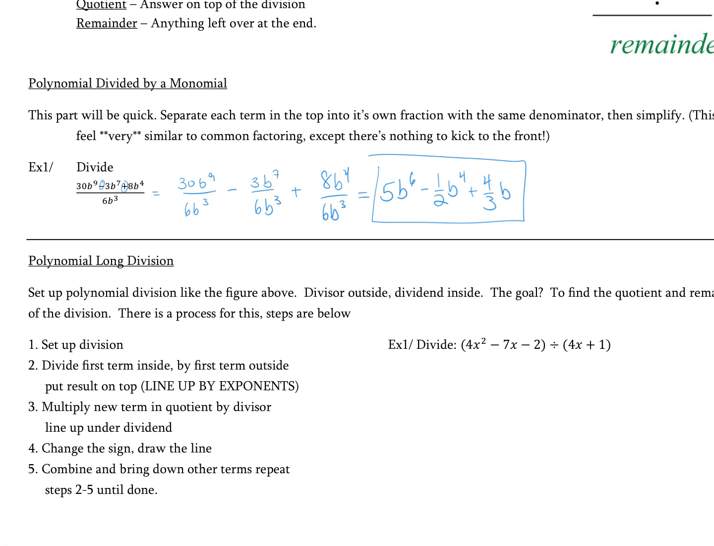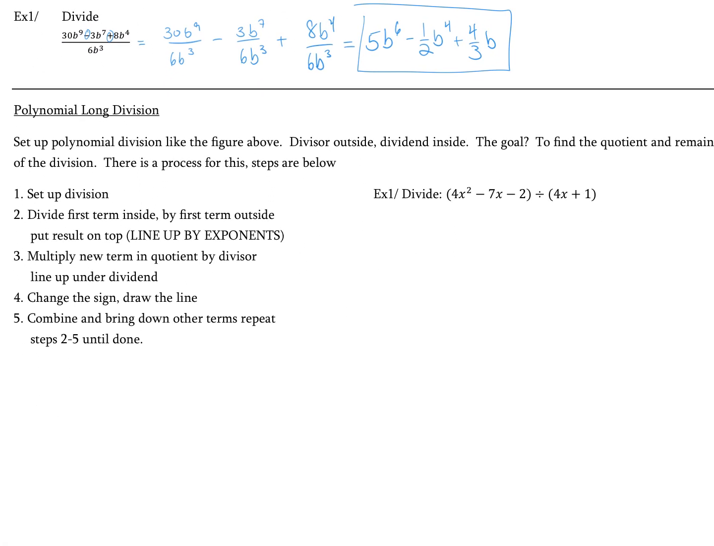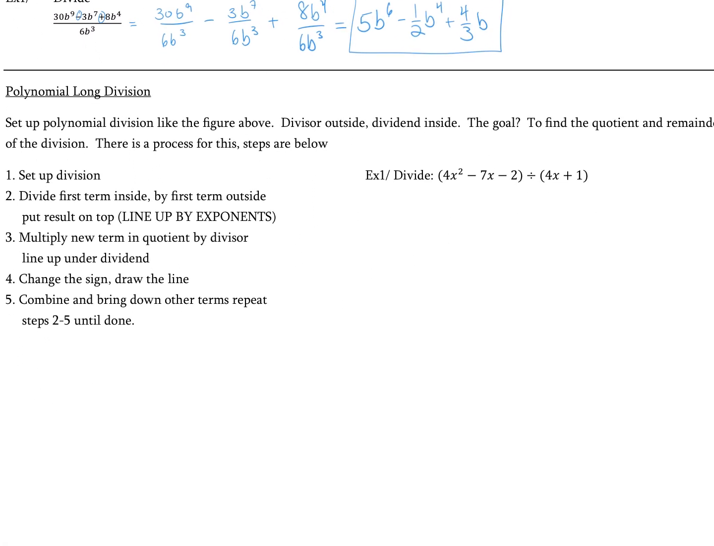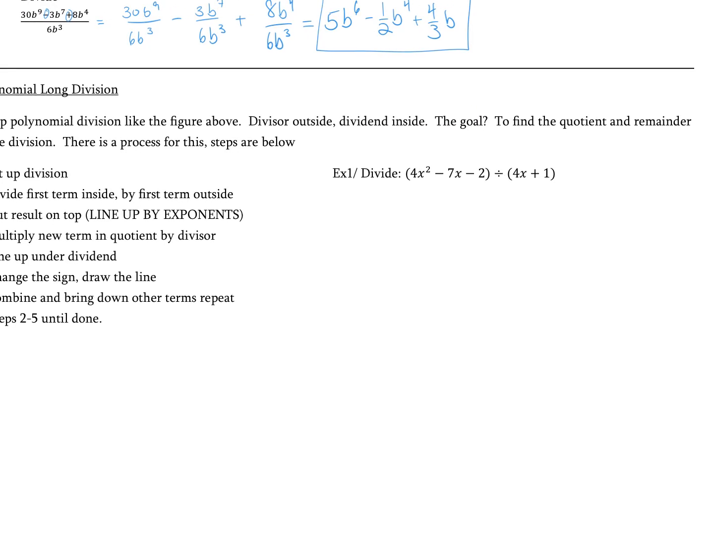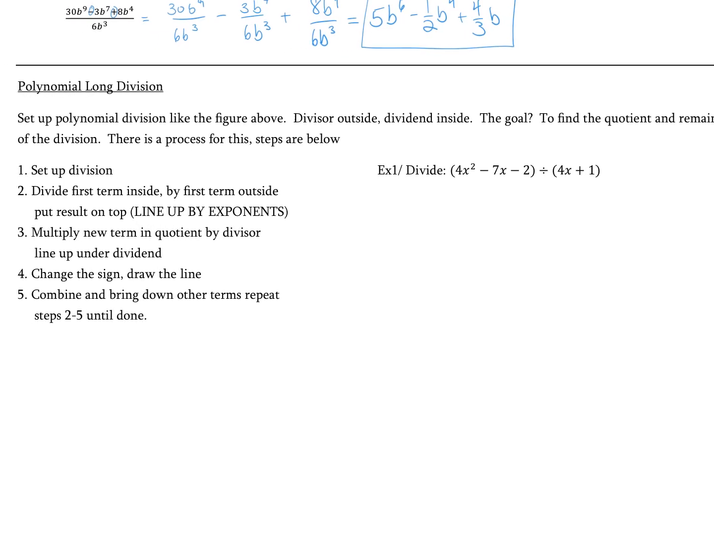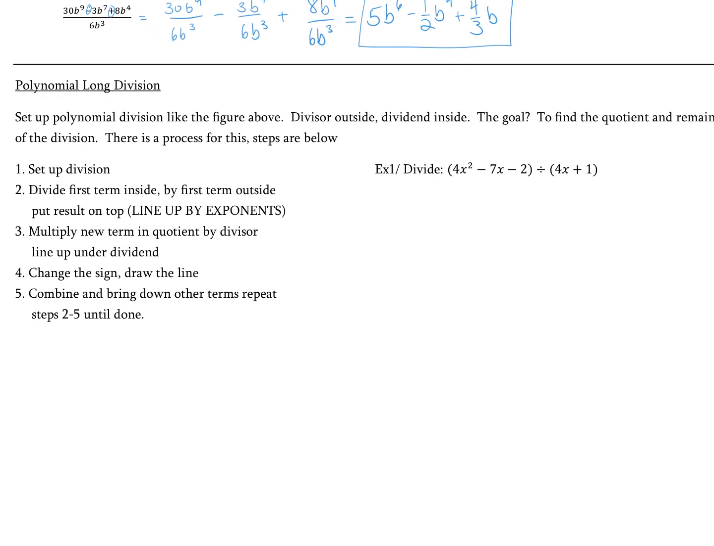All right, next little bit here will be polynomial long division. I'll just scroll up a little bit here. Okay, so polynomial long division. Set up the polynomial division like the figure above. That's printed on the notes up there. The divisor outside and the dividend inside. The goal is to find the quotient and the remainder of the division, and there is a process for this outlined below. So set it up as I mentioned over there.